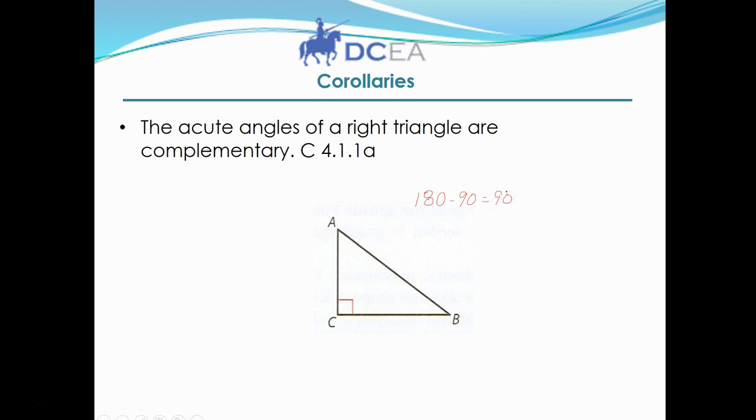So that means that the two acute angles, your angle A and angle B, must add up to 90. So no matter what shape your right triangle is, these two angles will be complementary, or add to 90 degrees.